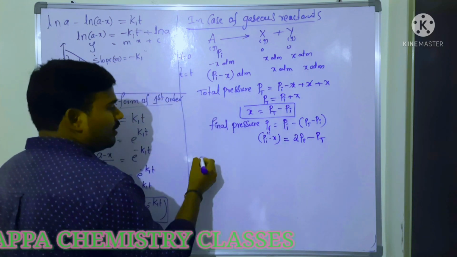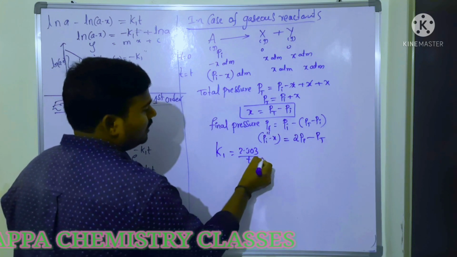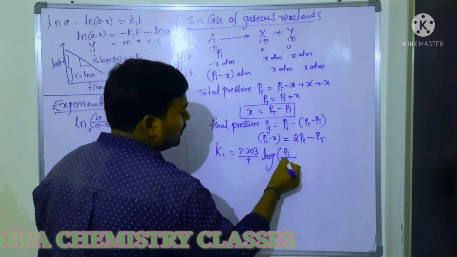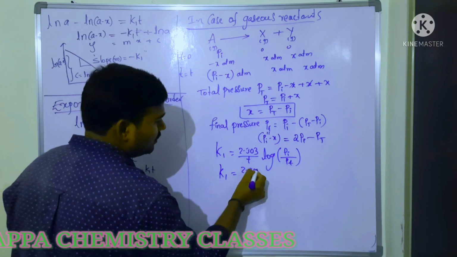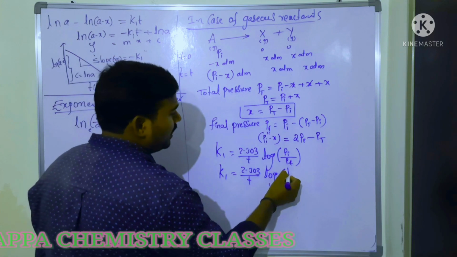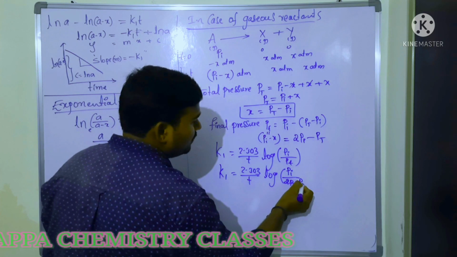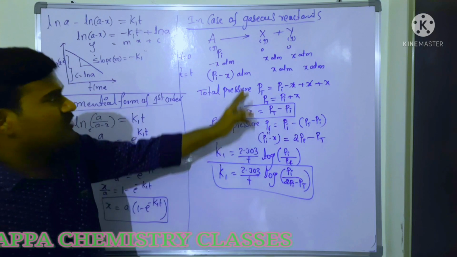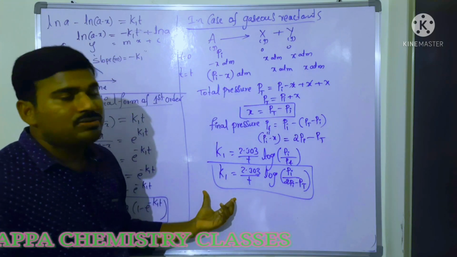That is the final pressure. Now what we know here, rate constant K1 is equal to 2.303 by T log of initial pressure Pi by final pressure Pf. So K1 is equal to 2.303 by T log of Pi by final pressure, which is 2Pi minus Pt. When the reactant is expressed in terms of atmosphere, that is gaseous reactant, then we have to use this formula.